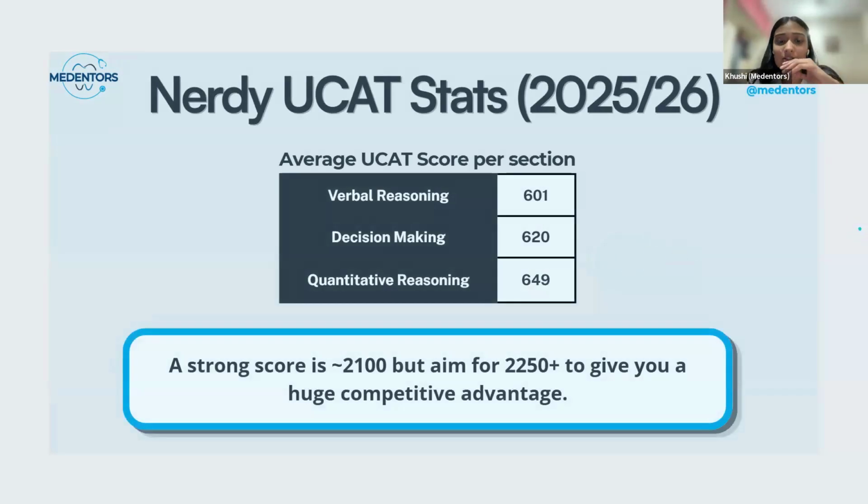Okay, so we have some UCAT stats over here for the average. For verbal reasoning, you can see it's 601, decision making 620, quantitative reasoning 649. So out of this, what can we see? Can anyone make any comments from what you can see from the three sections? What are you able to notice? You can put it in the chat.